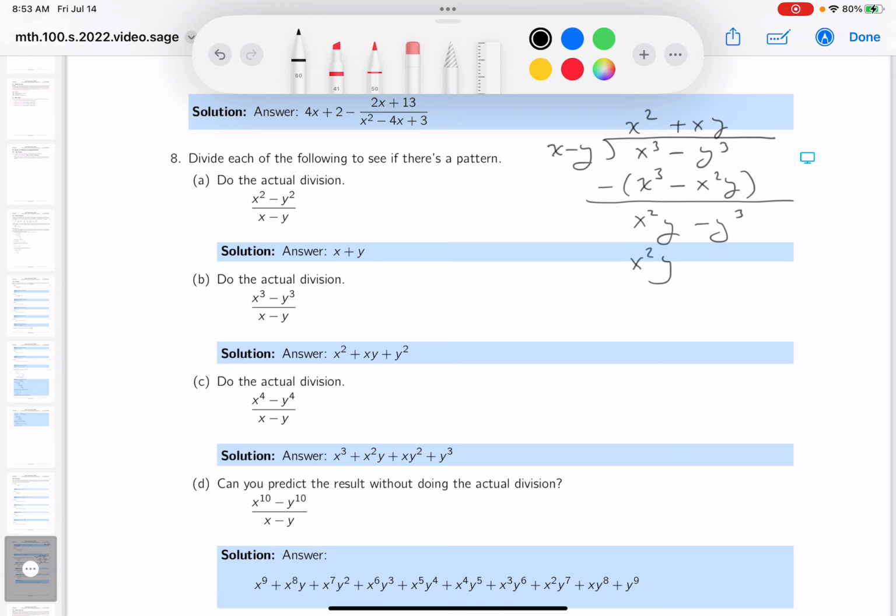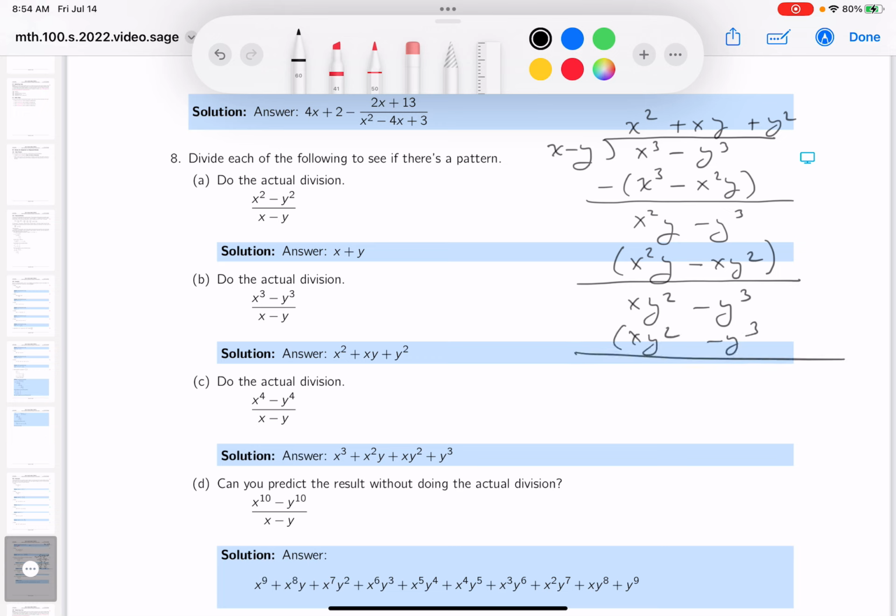What do you get there? X squared y. And then you're going to get minus xy squared. What I'm going to do now, I'm going to subtract. What do you get? Xy squared minus y cubed. Let's repeat. What do you get now? It looks like plus y squared. What do you get there? Xy squared minus y cubed.